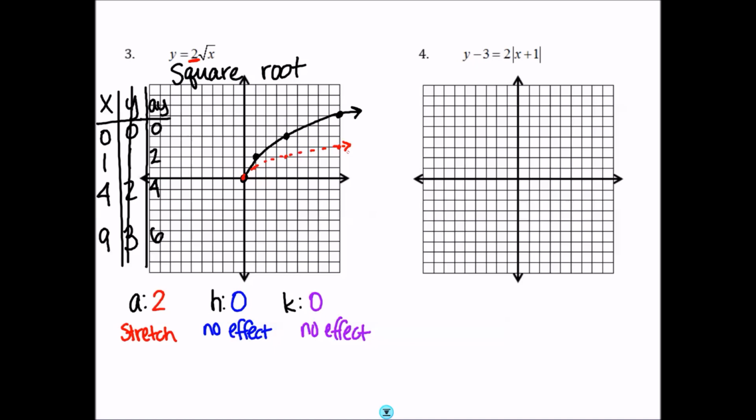Having an a value of 2 makes the graph twice as tall. So you can see that instead of going up 1 unit, we went up 2. Instead of going up 2, we went up 4. Instead of going up 3, we went up 6. If you need to do that visually or with the table, that's fine. If you can do it in your head, that would be even better. But whatever way makes it easy for you to understand is fine.